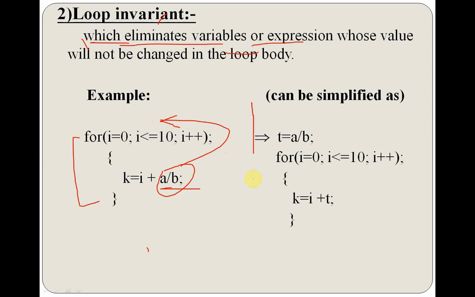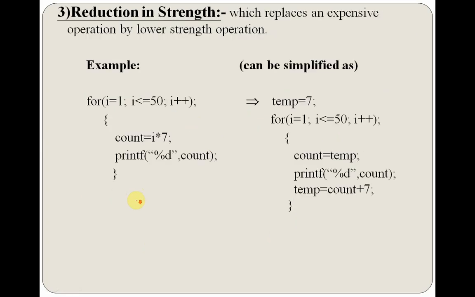The minimized code is available here. t equal to a by b, so that expression is moved to outside of the loop. t equal to a by b, and for I equal to 0 to 10, k equal to I plus t. Here t is a by b, so it is giving the same result as the original code. So this is one loop invariant method of minimizing loop code.